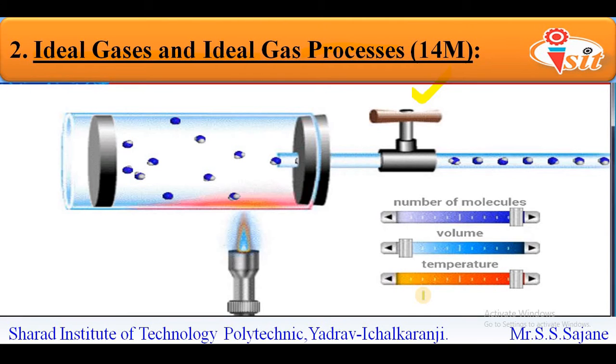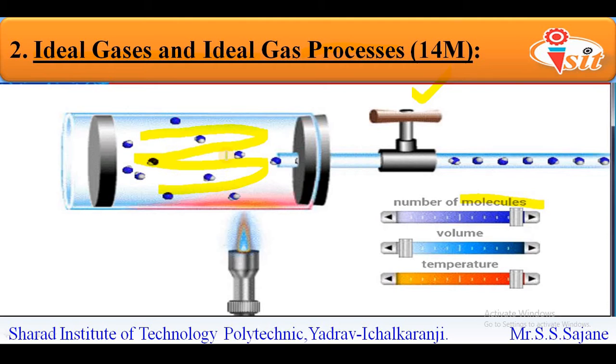Their detailed study ultimately led to a mathematical relationship among these properties, which are now expressed as the ideal gas laws. As shown in this diagram, we are going to study how the gas will behave with the changing effects of pressure, volume, temperature, as well as the number of molecules. So we are going to study the behavior of gas with all these four physical properties.